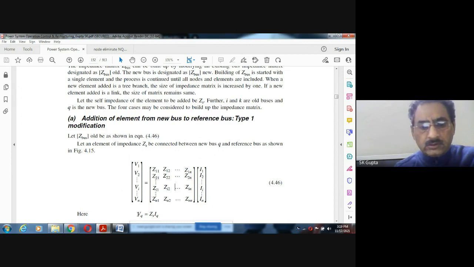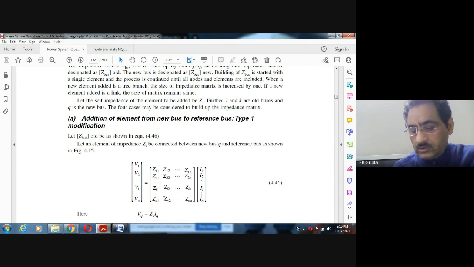In this, because of the transmission line, a new equation has been generated. This is to be added here. Since it is a new bus, earlier n buses were already there, and over and above the n buses one new bus is added, so the size of the matrix will increase from n to n plus 1. And so VQ is equal to ZS IQ.